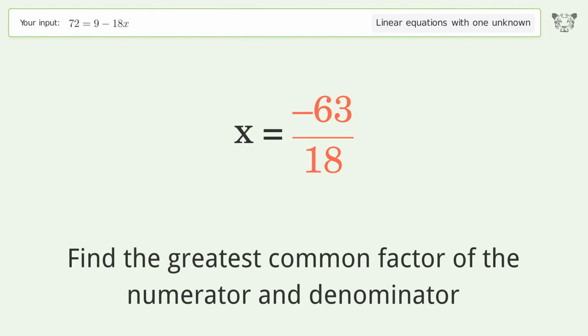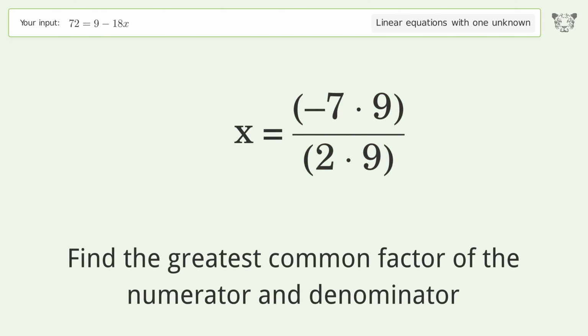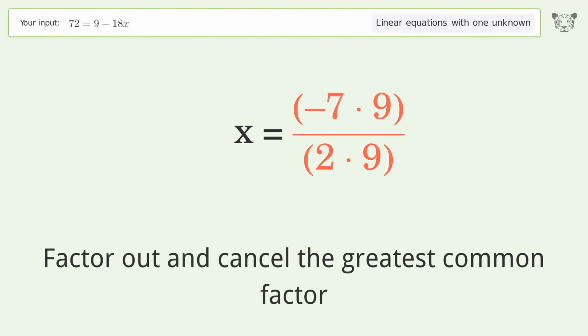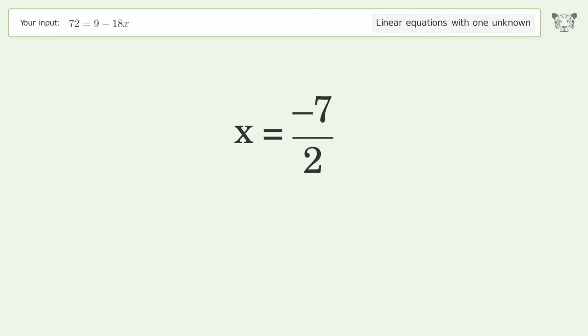Find the greatest common factor of the numerator and denominator. Factor out and cancel the greatest common factor. And so the final result is x equals -7/2.